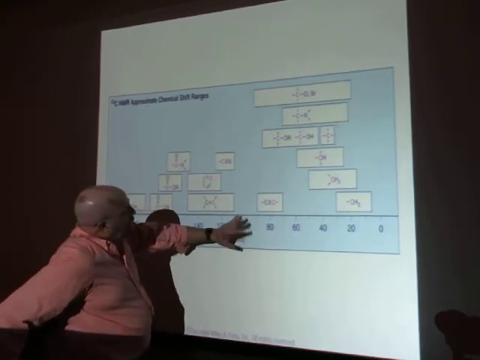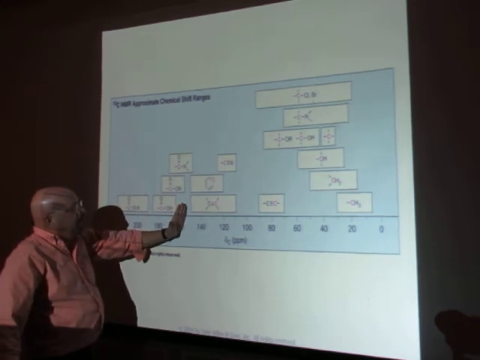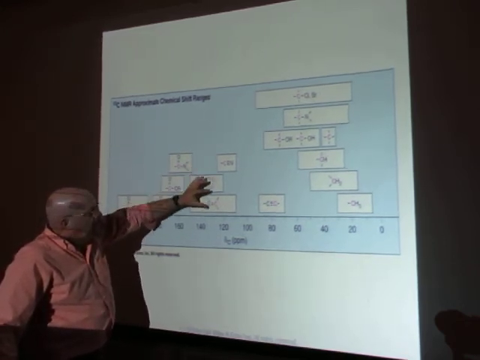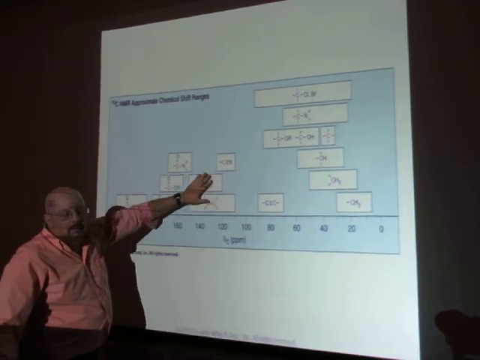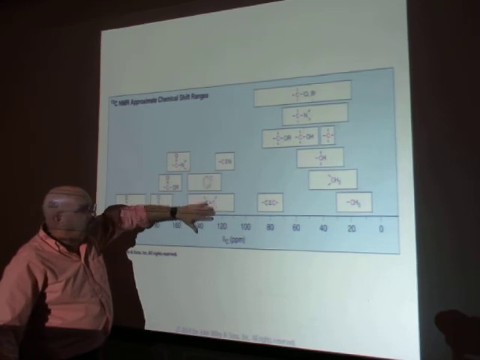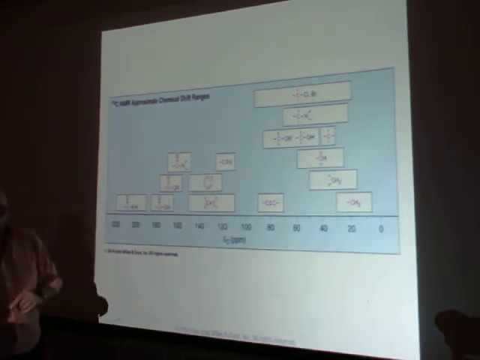Now, from about 110 to about 150 are aromatic sp2s and alkene sp2s. There's your sp2. It's alkenes and aromatics. Unfortunately, we can't tell the difference in them like we can in proton. Proton, you can tell the difference in those. Carbon can't.